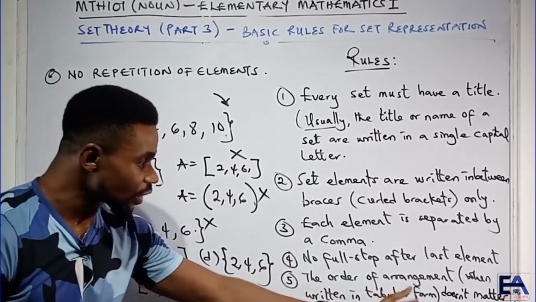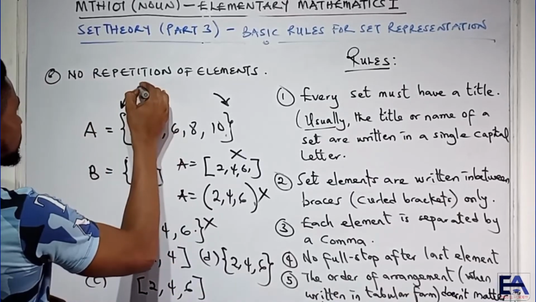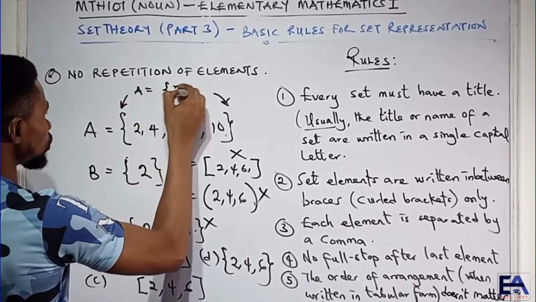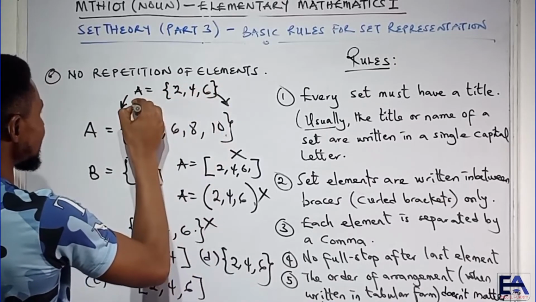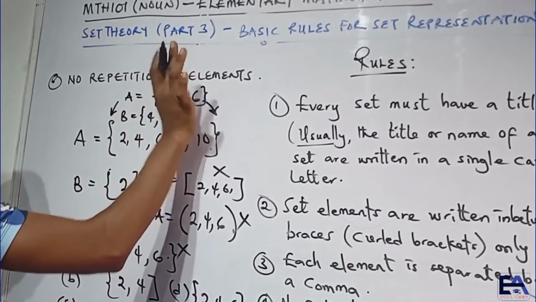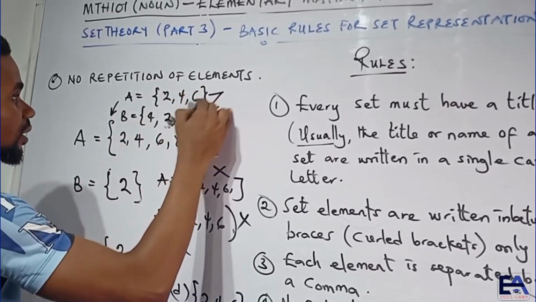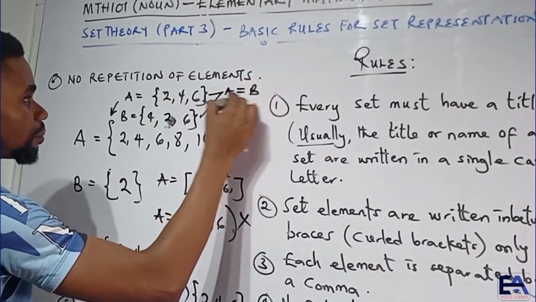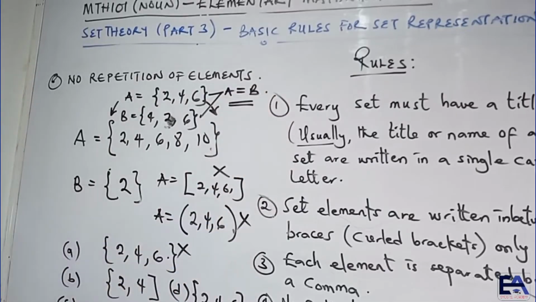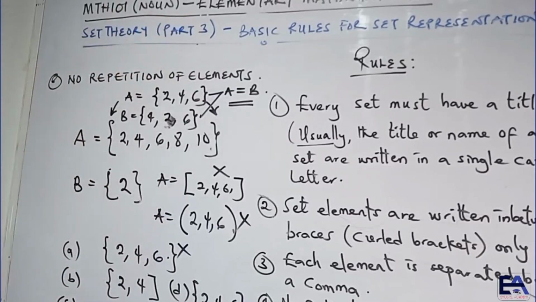Now, number 5. It says the order of arrangement does not matter. So even if I say set A is equal to 2, 4, 6, and I say set B is 4, 2, and 6, it does not matter. It means that set A is equal to set B. So the order of arrangement does not matter, whether you put 2, 4, 6 or 4, 2, 6, as much as the elements are inside. It is the presence of the elements that matters, not the arrangement.